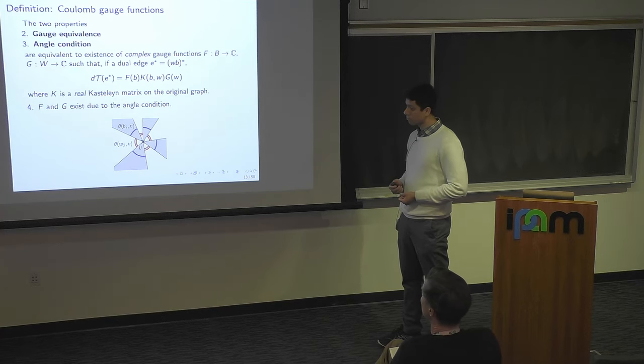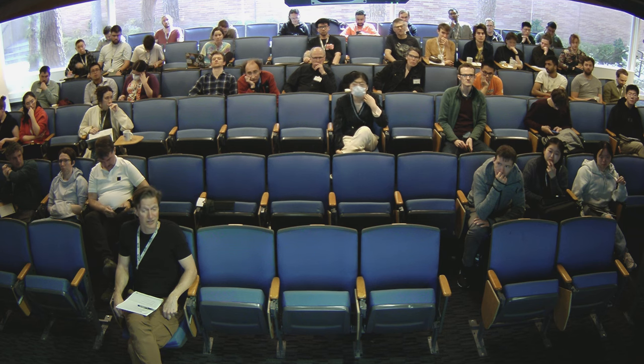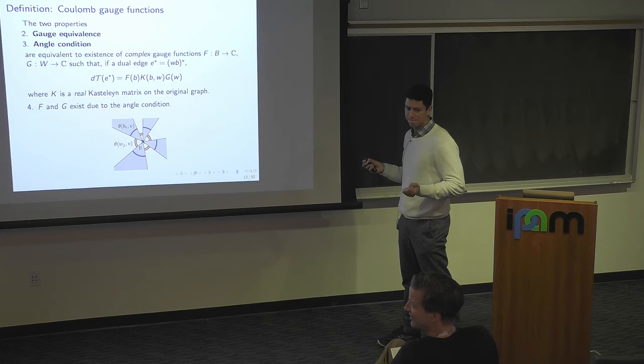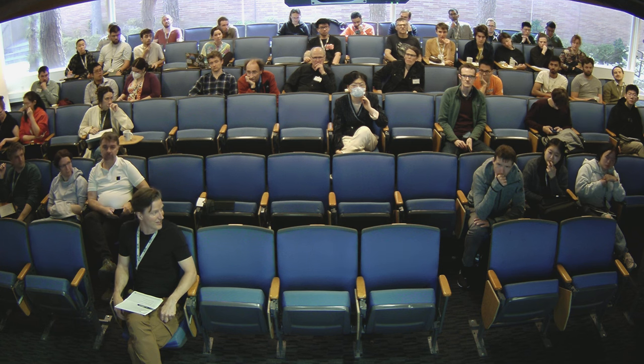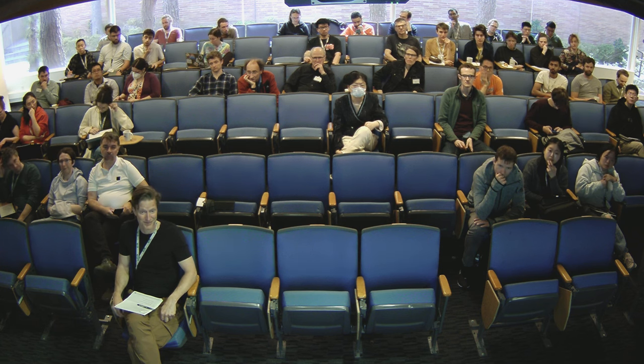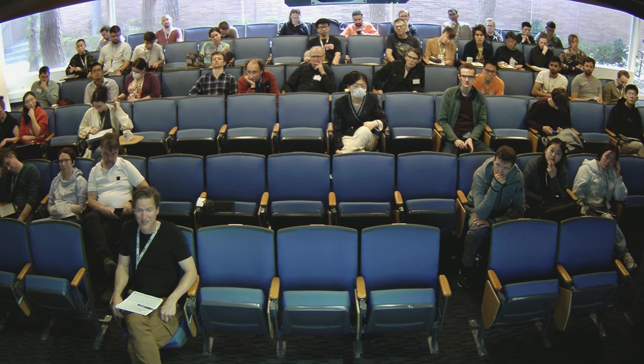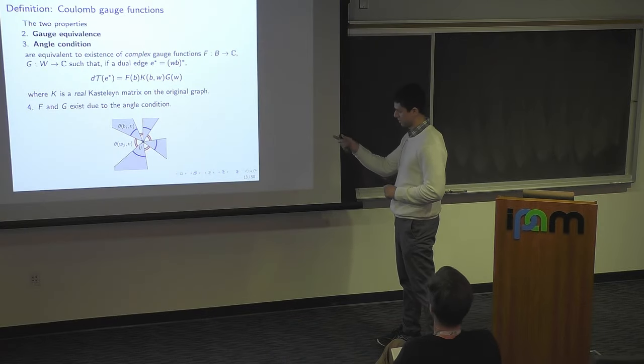So here K is unsigned. What's that? Unsigned, right? Just the weights. I think it's signed, because the arguments of the complex weights... K is real signed. Yeah, sorry. K should be real valued. So we start with valid, but signed. Yes. It should be real valued. We fix the Kasteleyn matrix combinatorially on our original graph, and then it's real valued, and then this gives us a t-embedding.